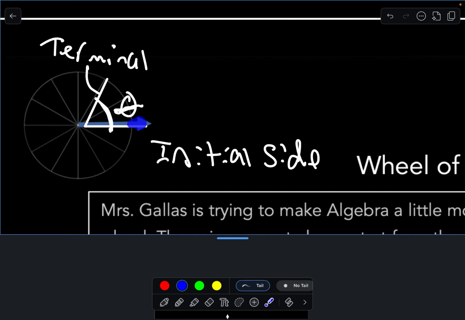The initial side is the side that is pointing along the positive x-axis, and then you measure the terminal side moves in the counterclockwise direction, and this is the terminal side, and together that forms an angle. That's standard position. You have your initial side and you have your terminal side.